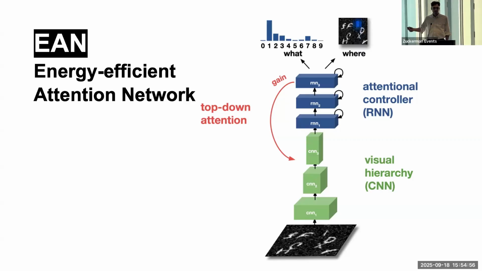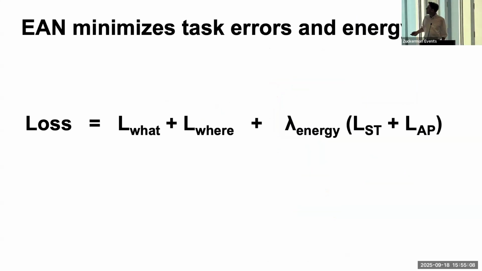And on each time step, the model predicts the what and where in our task. So for this particular time step in this image, the model thinks that there's a 1 at this upper right corner of the visual field.